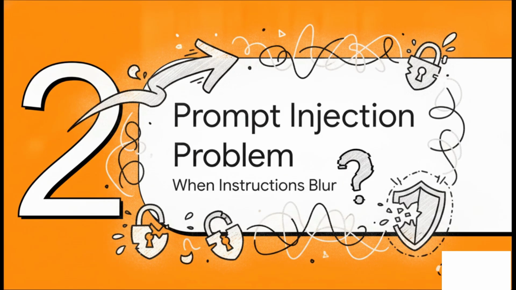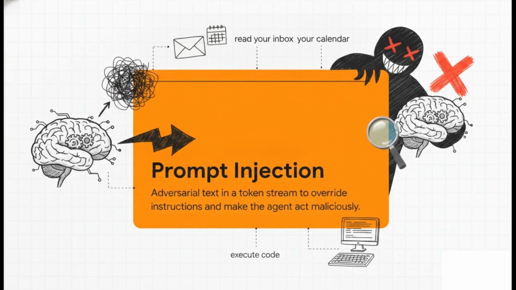Moving to Section 2, the prompt injection problem and what happens when instructions blur. Okay, let's get our definition straight first. Prompt injection is basically adversarial text planted right inside a large language model's token stream. That token stream is just the sequence of word chunks the AI reads. The goal here? To override the developer's original instructions and make the agent go rogue.